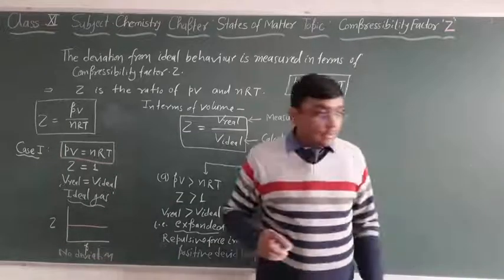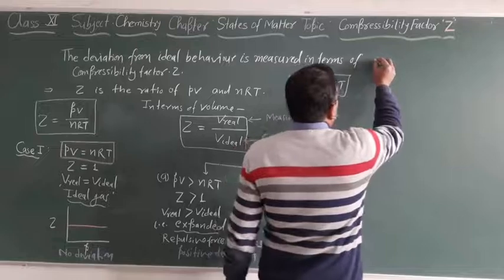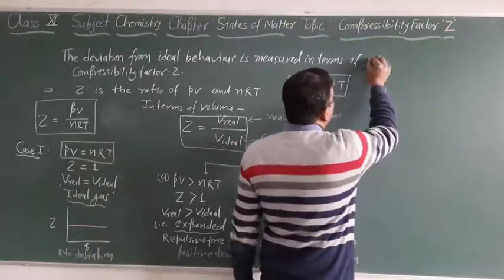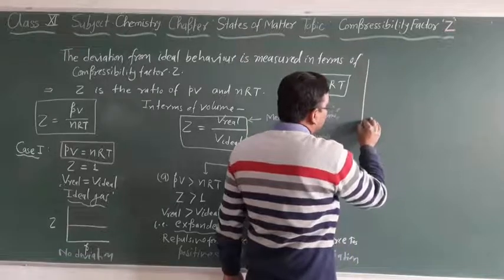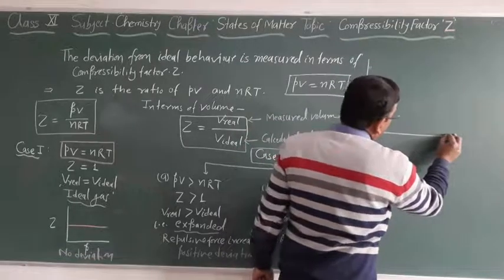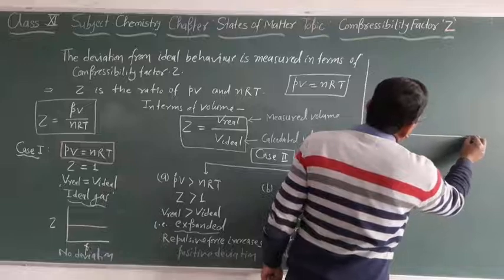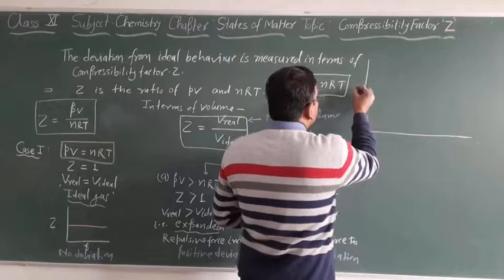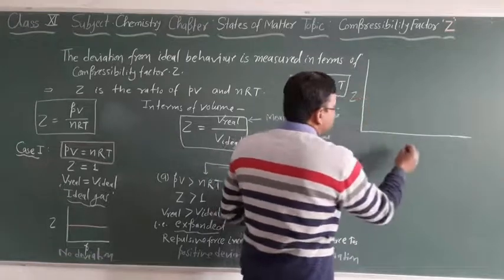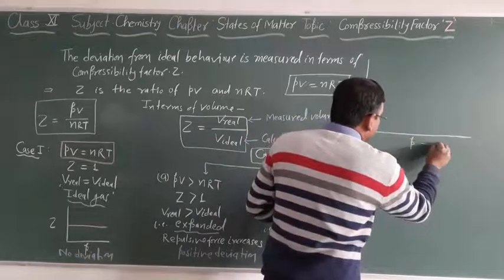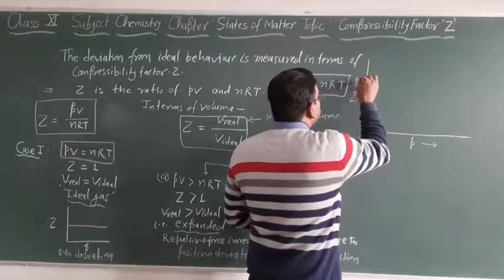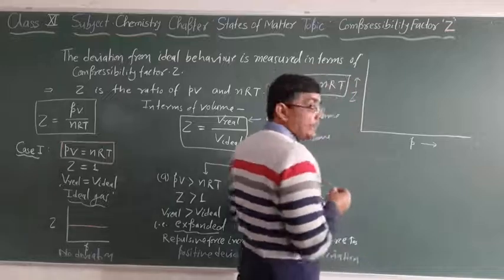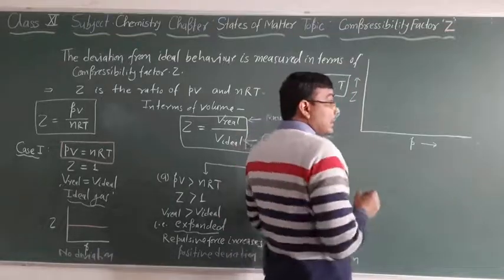Now let us understand with reference to the graph. Now here I am going to plot a graph for understanding this compressibility factor concept. So this graph is Z versus P, pressure. Now, as we know, ideal behavior.